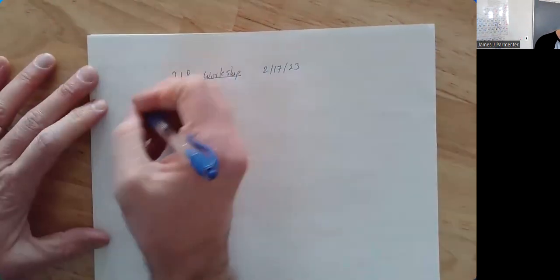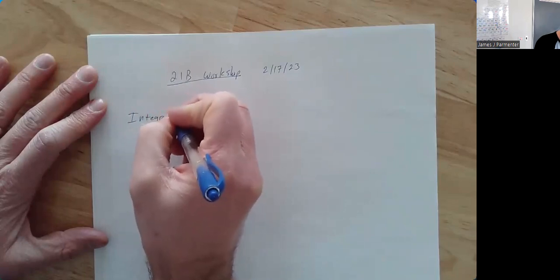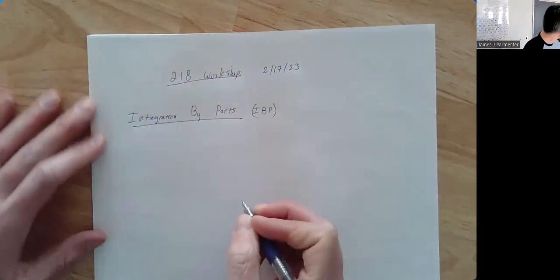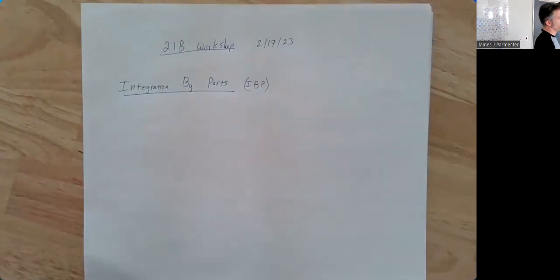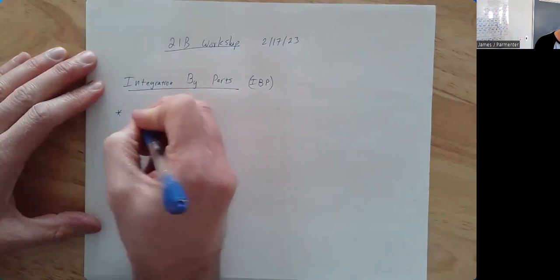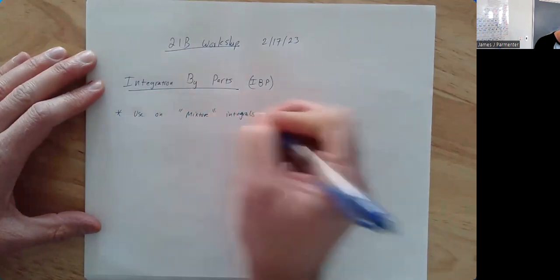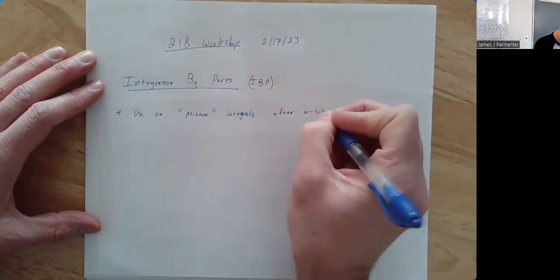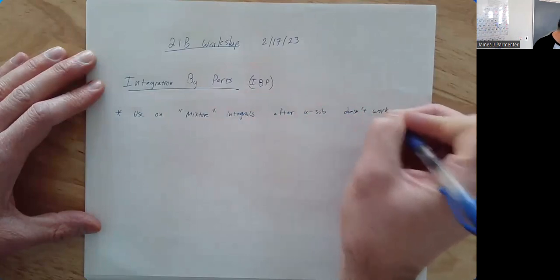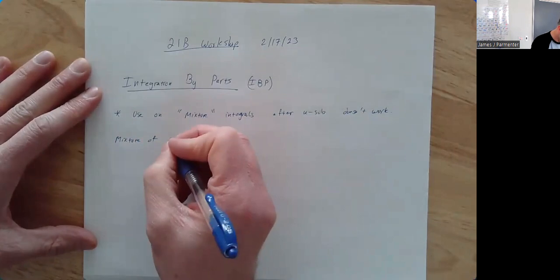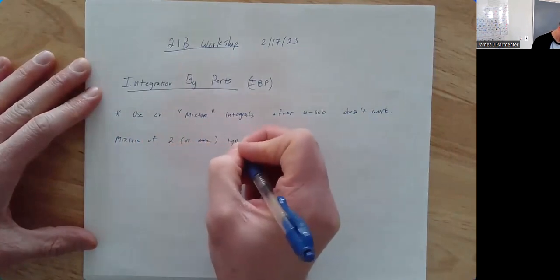All right, so integration by parts, often abbreviated as just IBP. What I would say about integration by parts is typically we only use it when we see what we call a mixture of things. I haven't really talked about this terminology yet, but I'll say it right now. We typically use this on a quote-unquote mixture integrals after we've tried u-substitution. When I say a mixture, here's what I mean: a mixture of usually two, could be more, two or more types of functions.